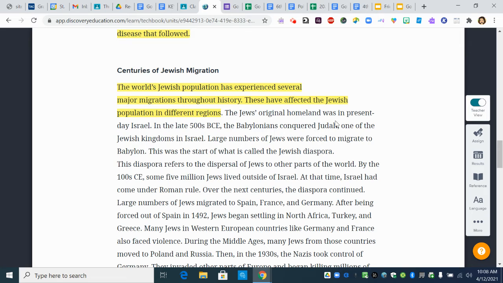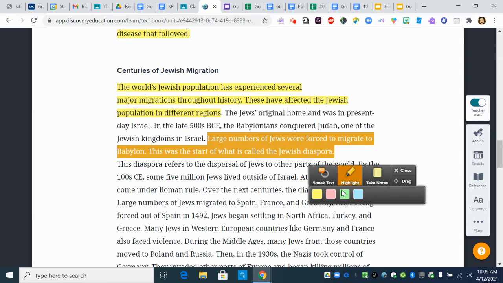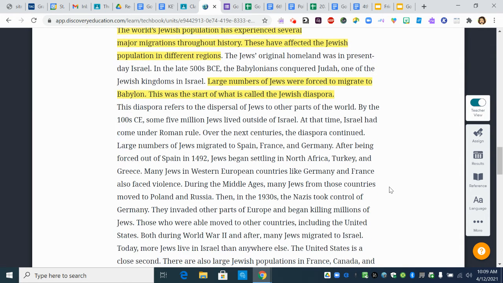The Jews' original homeland was in present-day Israel. In the late 500s BCE, the Babylonians conquered Judea, one of the Jewish kingdoms in Israel. Large numbers of Jews were forced to migrate to Babylon. This was the start of what is called the Jewish diaspora. This diaspora refers to the dispersal of Jews to other parts of the world.